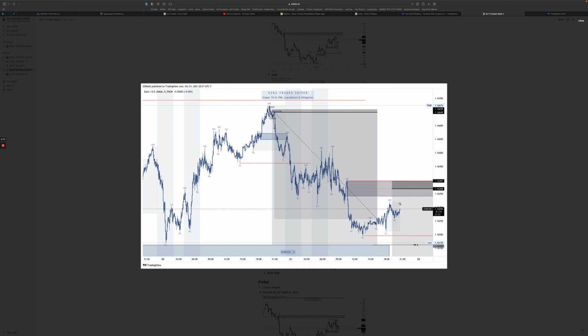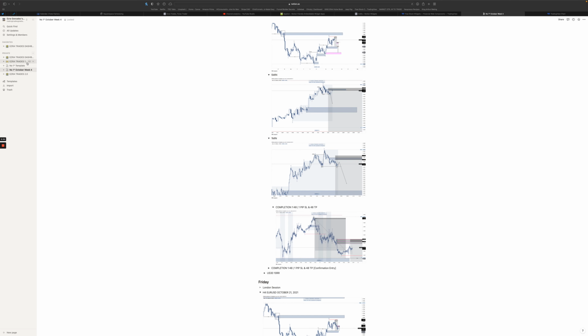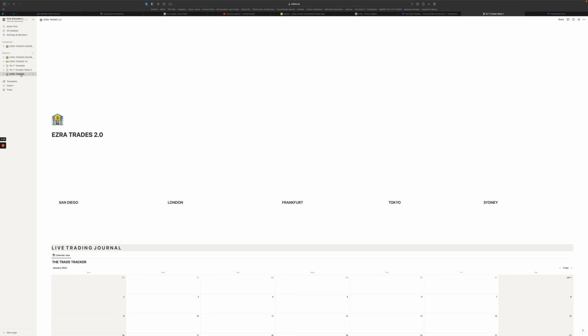It was like a 48-hour trade, and it continued. Obviously, it hit down, and I got re-entry, it looks like. So that's kind of what it started. It evolved a lot more.